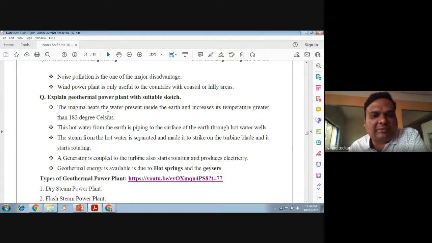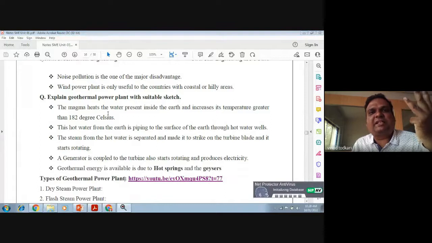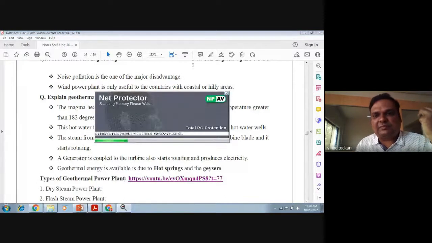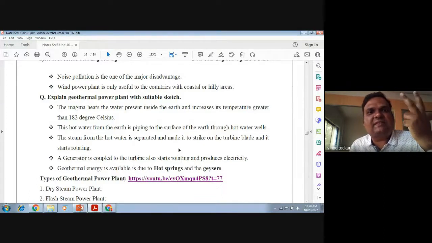मी आता मगाशी बोलता बोलता सांगितलं तुम्हाला स्टीमचे ऍक्च्युअली 3 प्रकार असतात. There are 3 types of steams: dry steam, wet steam and superheated steam. We'll not discuss superheated steam. Let us discuss only dry steam and wet steam. It is very simple. What do you think?